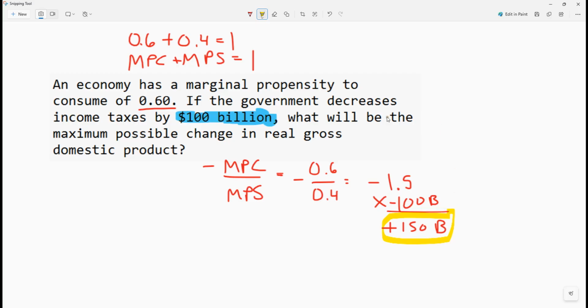And so just going back to our steps, if you have something like this, find the tax multiplier, then just multiply it by your change, and that's the biggest change in real GDP that you'd be facing.